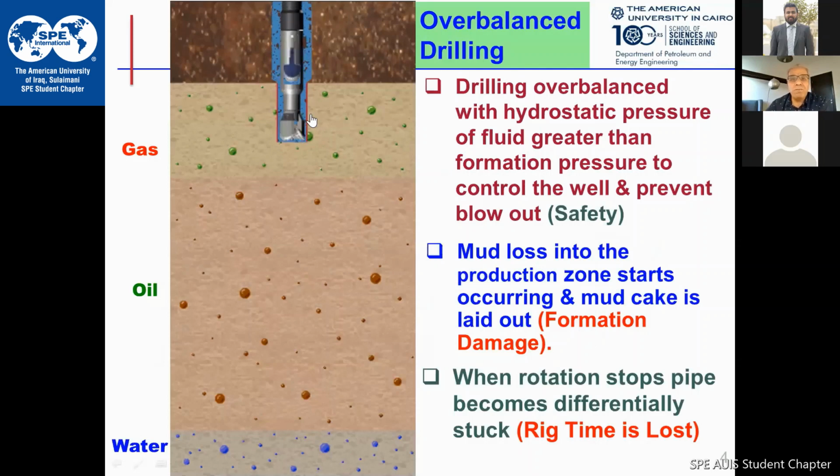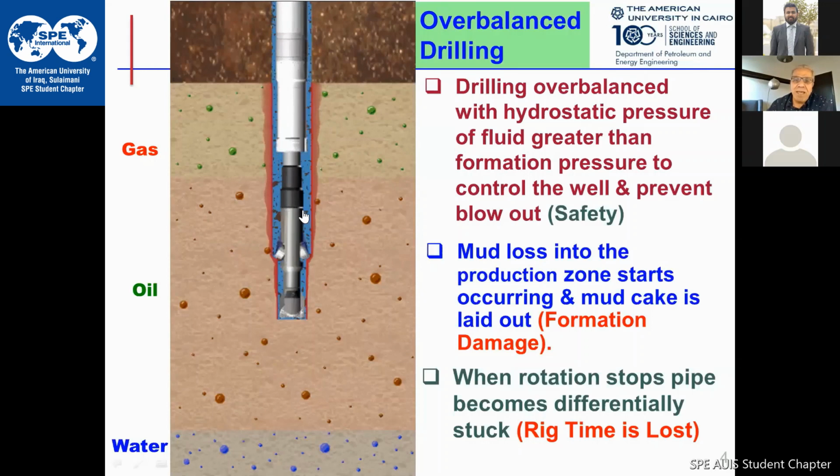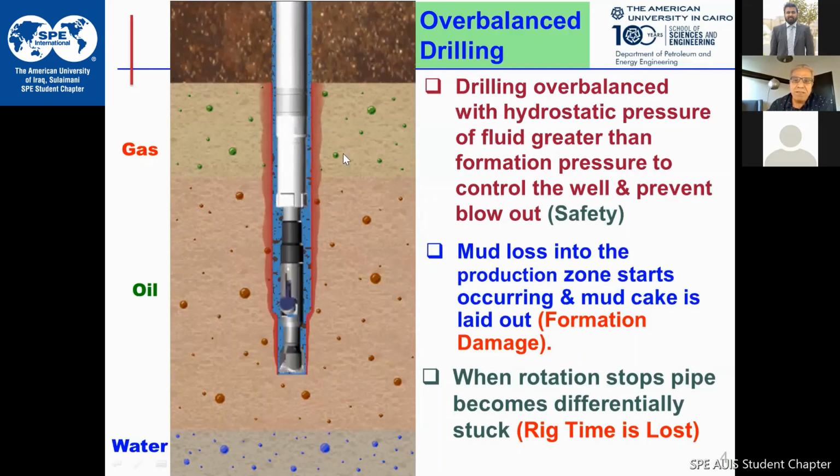no fluid is produced because the hydrostatic pressure is much larger than the reservoir pressure, and the reservoir is shown here. We have gas, water, and at the bottom we have gas, oil, and water. But if you look at the red area in here, this is the laid out mud cake. As we go deeper, the mud cake is not very deep, but at the top of the reservoir, the mud cake is penetrated further.